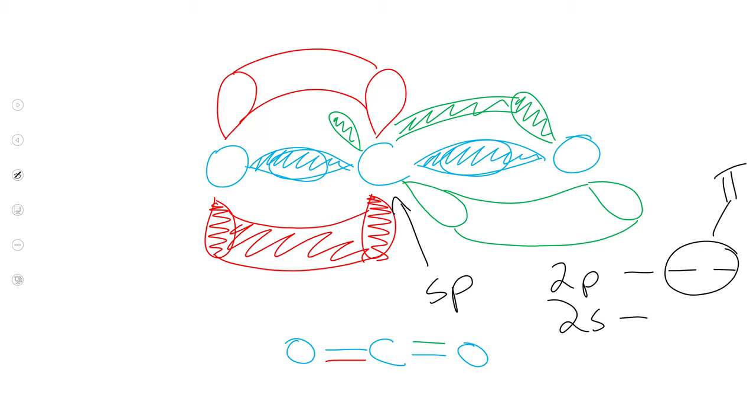Does that make sense? Yeah, so it's the pi bonds that aren't part of that hybridization. Exactly, and that means that the pi bonds can't be part of that hybridization. So you basically take one p orbital piece away for every pi bond you have.